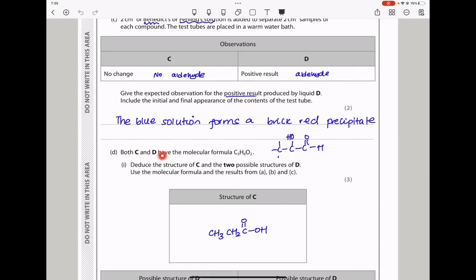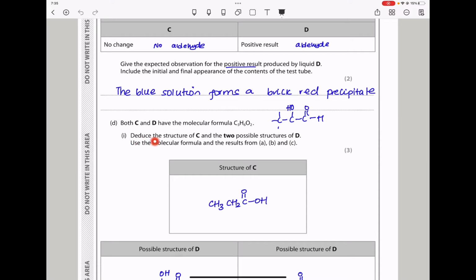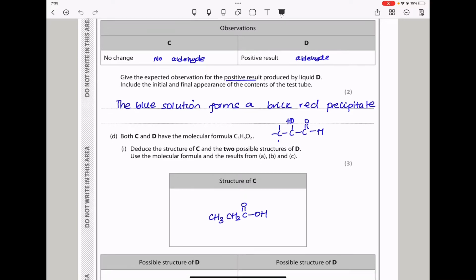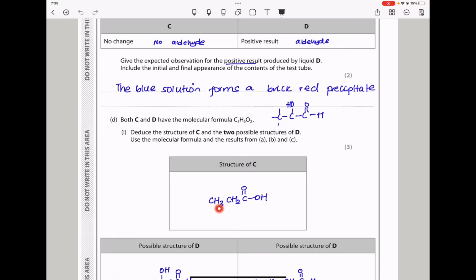Then they say both C and D have the molecular formula with 3 carbons. They ask for the structure of C and 2 possible structures of D. They want you to use the molecular formula and the results from A, B, and C. We know C is a carboxylic acid. If it has 3 carbons, then this is going to be the structure, because the carboxylic acid functional group is at the end carbon, so there are going to be 2 other carbons, a CH3 and a CH2.